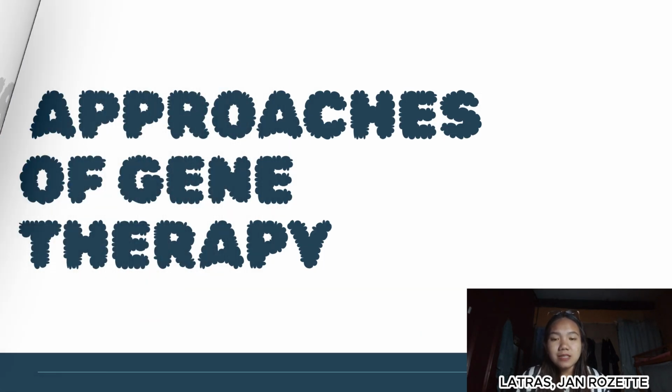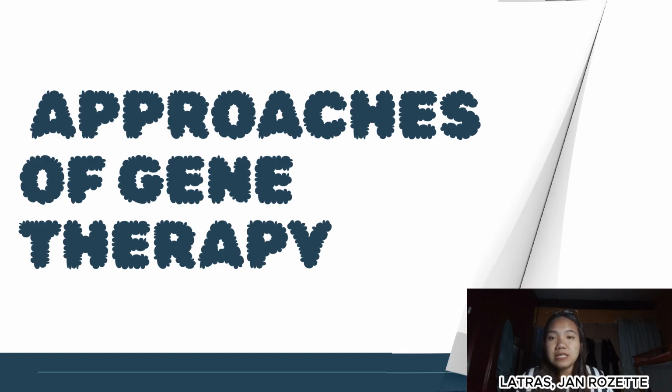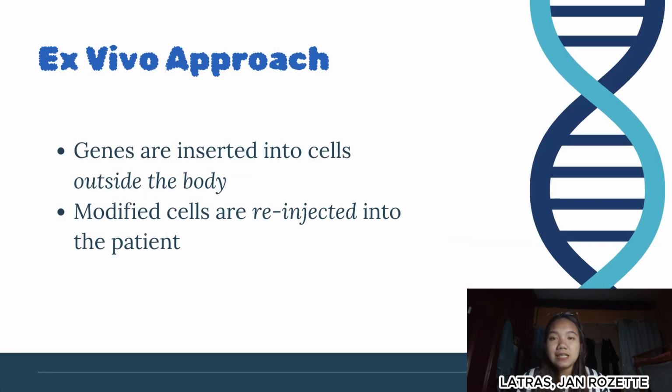Next, let's discuss the different approaches of gene therapy. First is the ex vivo approach. It is a technique where cells are removed from a patient's body, genetically modified in the laboratory, and then reintroduced into the same person after the desired gene has been successfully inserted. The goal is for these modified cells to start producing the correct protein or enzyme that the patient's body lacks.